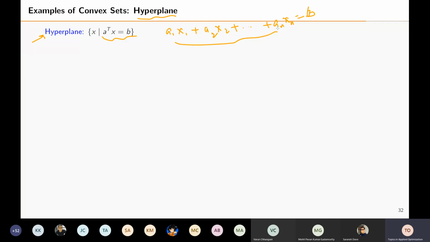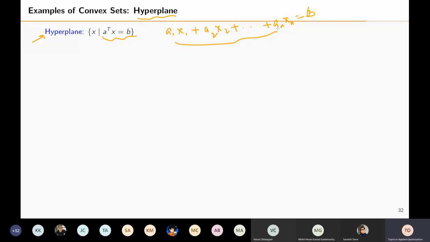For example, in R2, right? In R2, the plane is like a line. So the concept of a plane that we are talking about here is not necessarily only the R2 plane. Like in R3, the planes are like the usual plane that you might be thinking, right? But in R4, the planes have dimensions like R3.